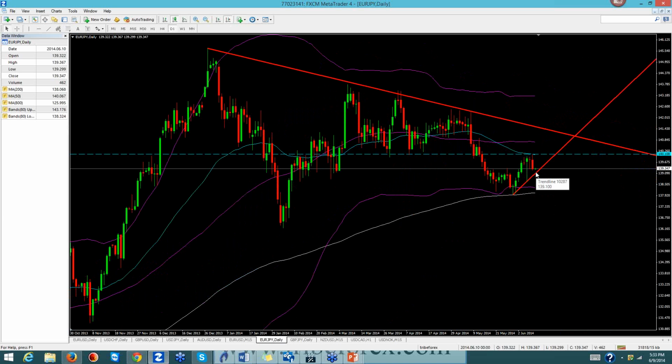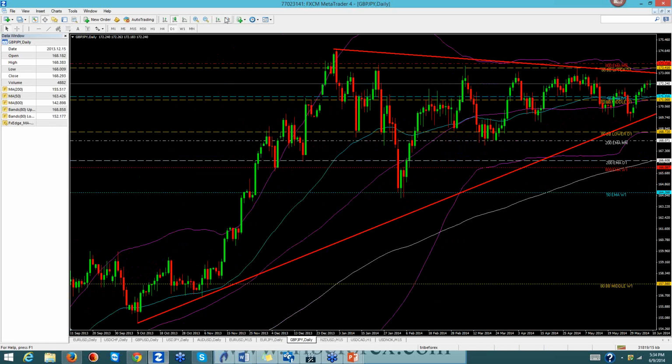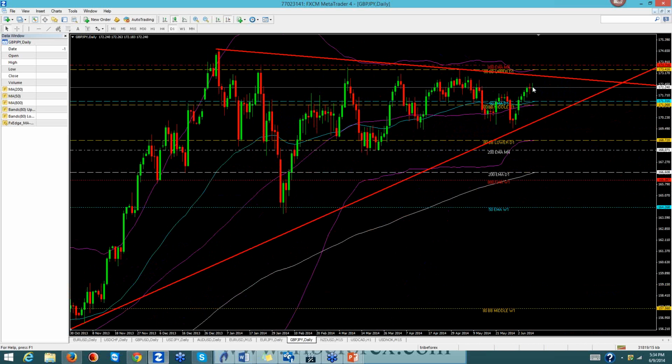Most likely a bounce off of 139.10 in that range, and then a move back up to 140 perhaps. We'll see. So we're in consolidation. We're going to call consolidation bias on that as well. We're also calling consolidation bias on the pound yen. Going to see if there's another area of support and resistance that could be more useful here.